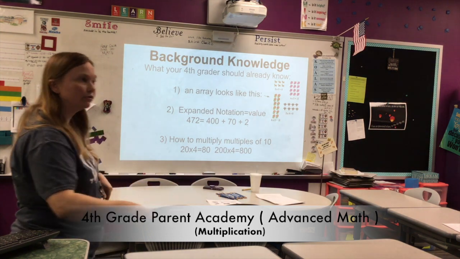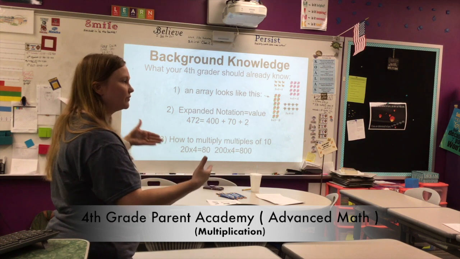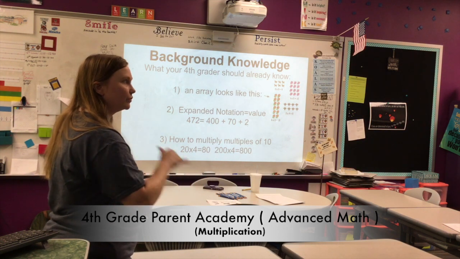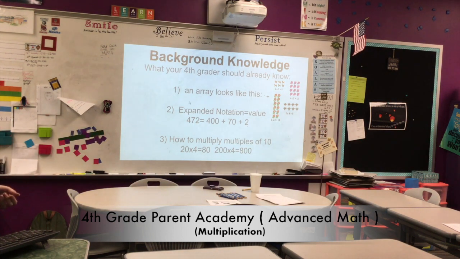And that's what the standard algorithms are. They're a strategy that someone has used that they found was very efficient. They used it over and over and over again, they found that it worked. So we are building them towards those standard algorithms so that they understand why those standard algorithms work.